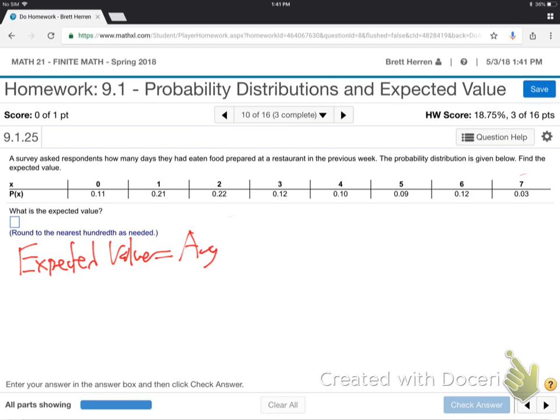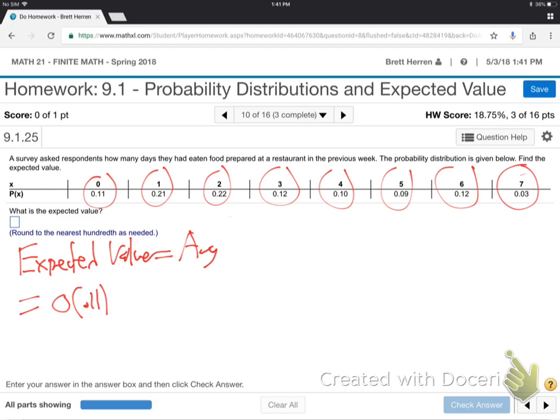How many days on average? I mean, do they on average eat out 2 days, 1 day, 3 days? What is it? Well, you would just do the expected value, which is what? Multiply, multiply, multiply, multiply, multiply, multiply, multiply, multiply, add them up. Right? The value here, instead of money, is number of days eating out. Does that make sense? So I'll take 0 times 0.11 plus 1 times 0.21, right? See where I'm coming up with these?